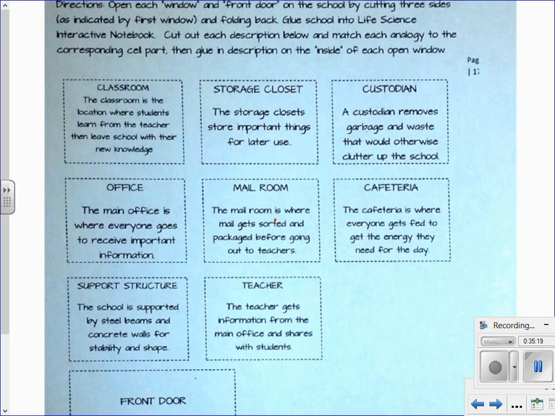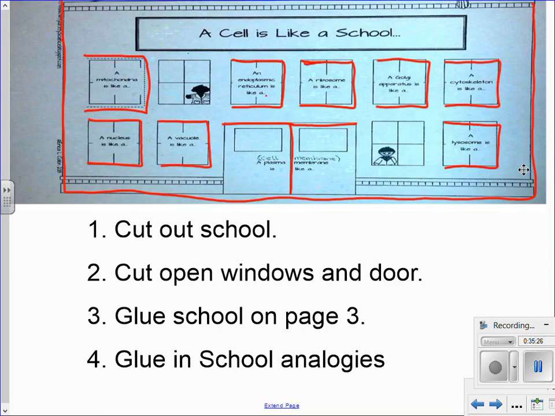What you're going to do is follow the directions. What these directions are telling you to do is you are going to be cutting out doors, and this is a door, and the windows of your school. Each window tells you a part of the cell. If you have the mitochondria, Endoplasmic Reticulum, Ribosomes, Golgi Apparatus, Cytoskeleton, Lysosomes, cell membrane, Vacuole, and Nucleus, those windows are going to be, don't do anything yet, those windows are going to be open.